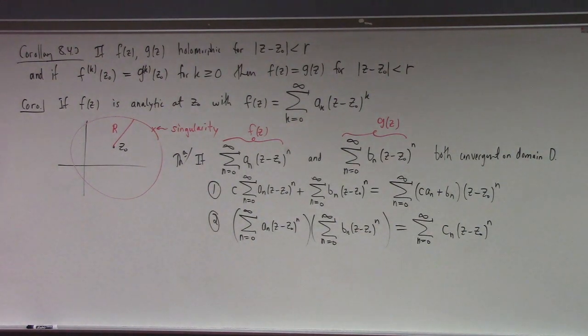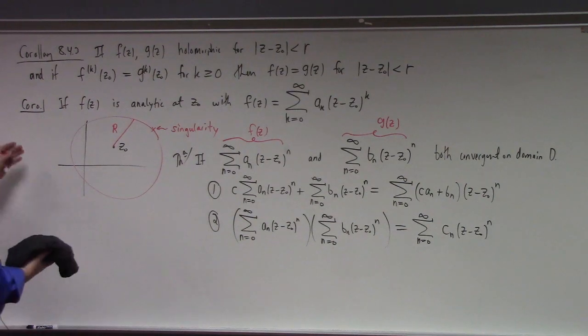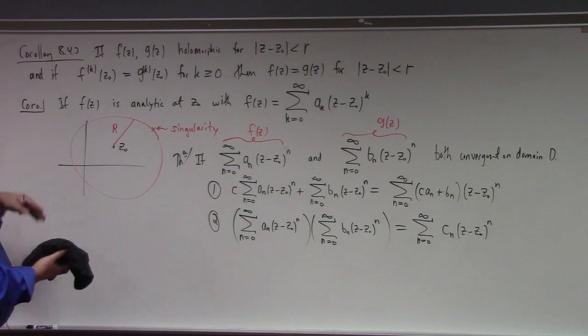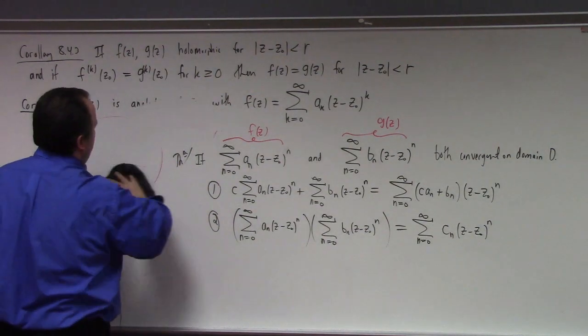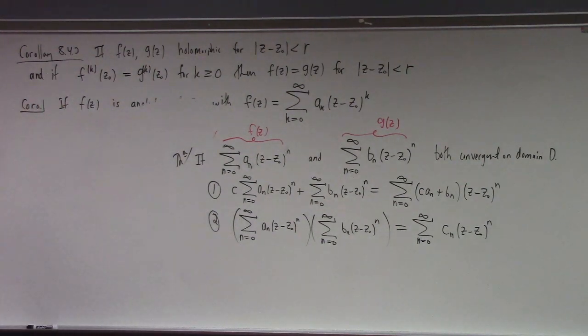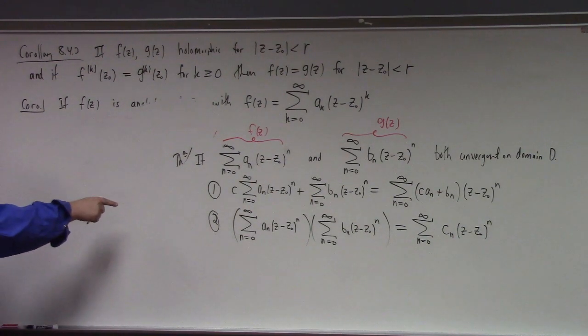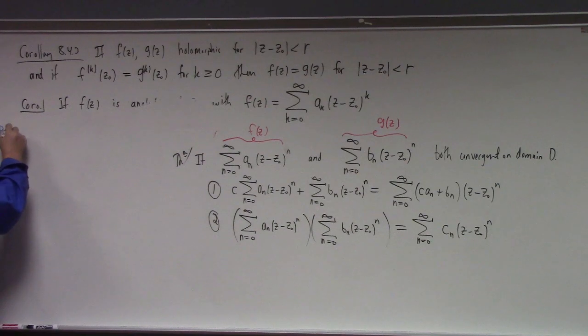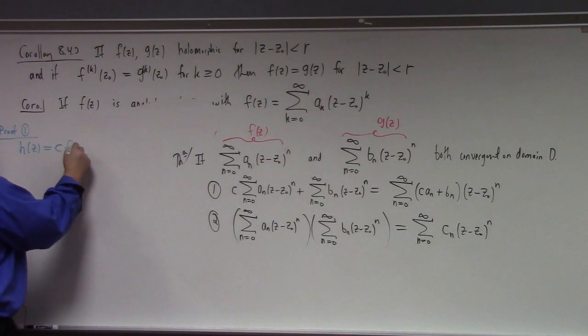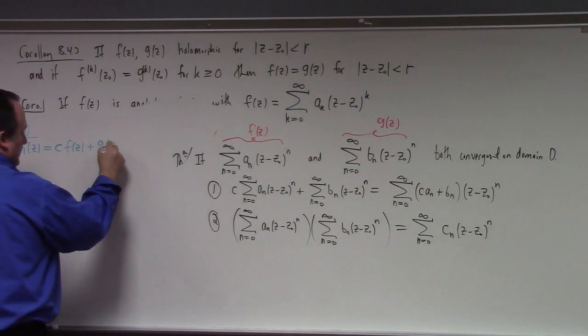To make this corollary more exciting, I really should show you some more exotic series where you run into a natural boundary and things, but we'll get to that when we get to it. Sorry about that. So for the proof of number one, just consider h of z equals c times f of z plus g of z, right?